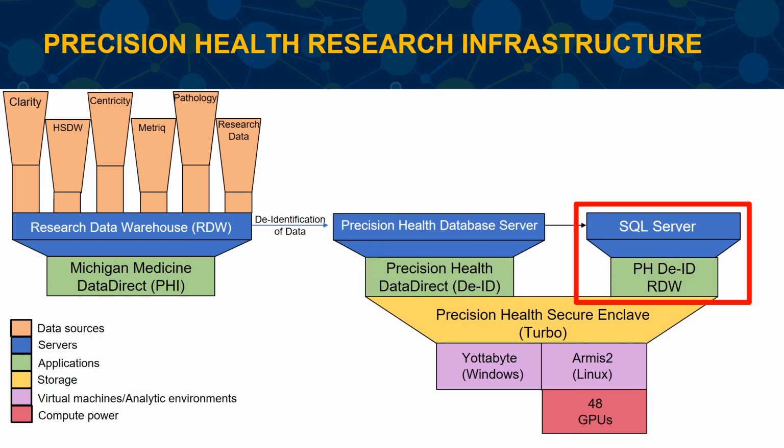We have now added a SQL Server which will host the Precision Health de-identified RDW. This is the same exact data as the self-serve tool, but enables researchers to query big data without slowing down the system.